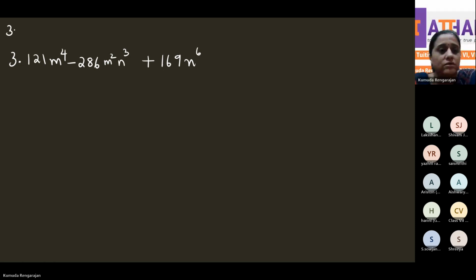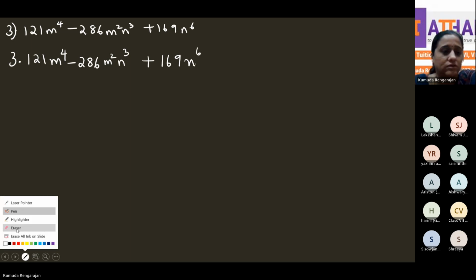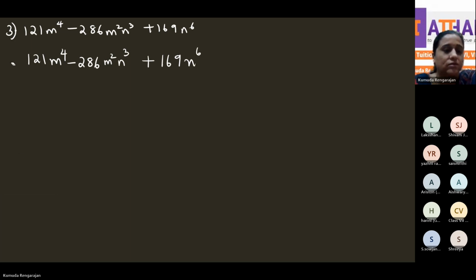So the question is 121 m to the power 4, this is the third one, minus 286 m squared n cubed plus 169 n to the power 6.